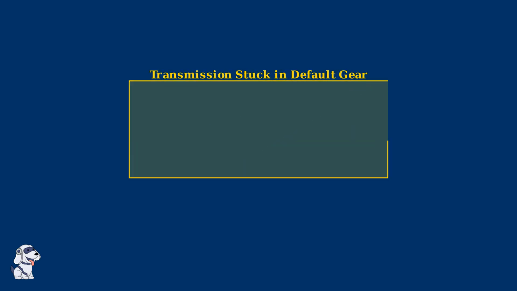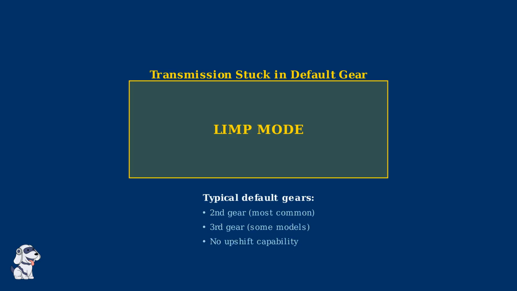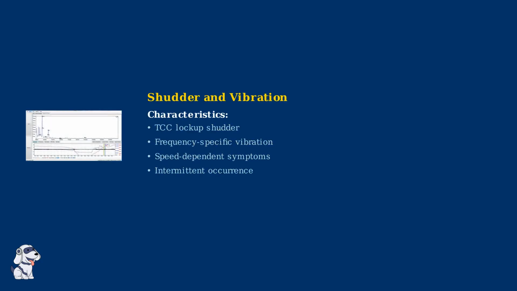This creates dangerous driving conditions and poor vehicle performance. When the TEHCM fails completely, the transmission enters a default or limp mode, typically staying in second or third gear. This safety feature prevents further damage but severely limits vehicle operation. Shudder and vibration symptoms often indicate torque converter clutch problems controlled by the TEHCM. These vibrations are most noticeable during lockup engagement and can be analyzed using specialized diagnostic equipment.